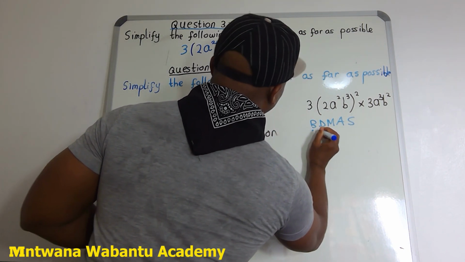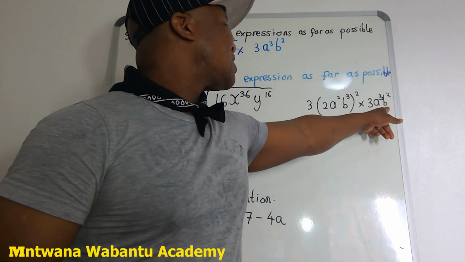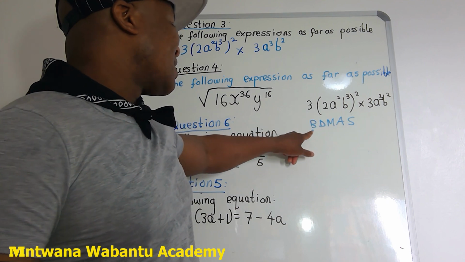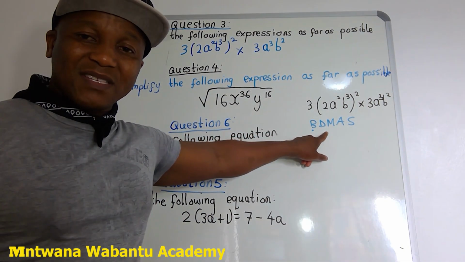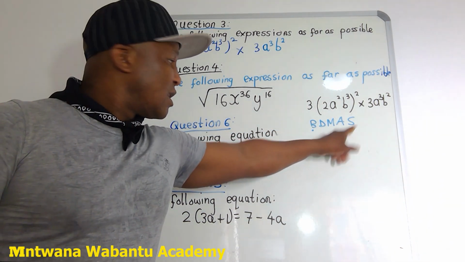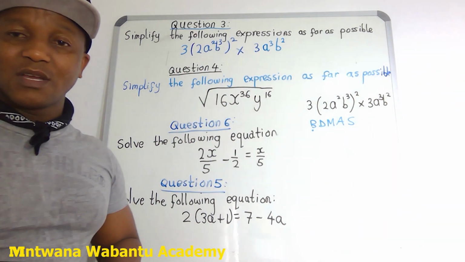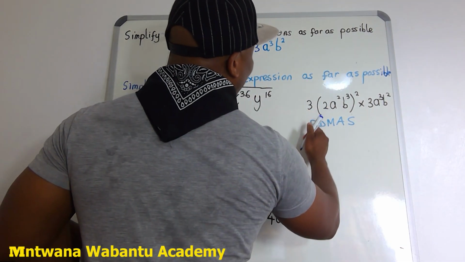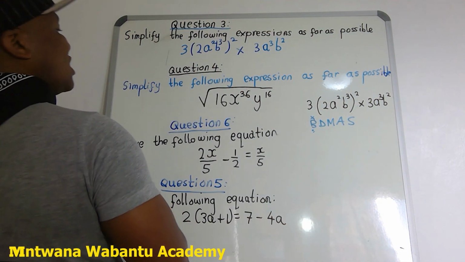Always you start with the bracket. Before you do anything, you look at your number. You see all this? Before you start here, there, whatever, you must start with opening the bracket. So B means bracket, D means division, M means multiplication, A means addition, and S means subtraction. So you have to go with the order. You don't do how you want. See what I'm saying? So now I must open this bracket first. Do I have a bracket? Yes, we do have. Let's deal with it.